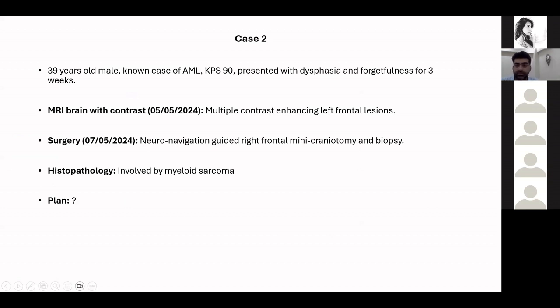So this is a 39 years old male, known case of acute myeloid leukemia, and current KPS is 90. He had presented with complaints of dysphagia and forgetfulness for the past 3 weeks. Since this patient was residing outside Karachi, they directly landed up in the emergency, and because he was not drowsy and his GCS was not low, we decided to proceed directly with an MRI brain with contrast, which was done on 5th of May 2024.